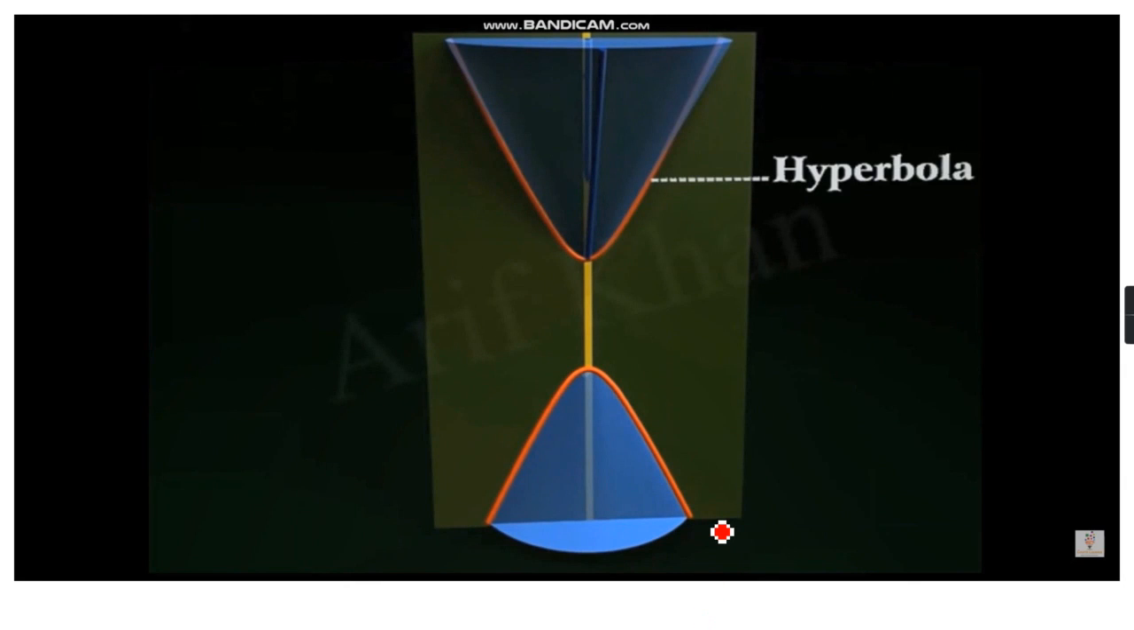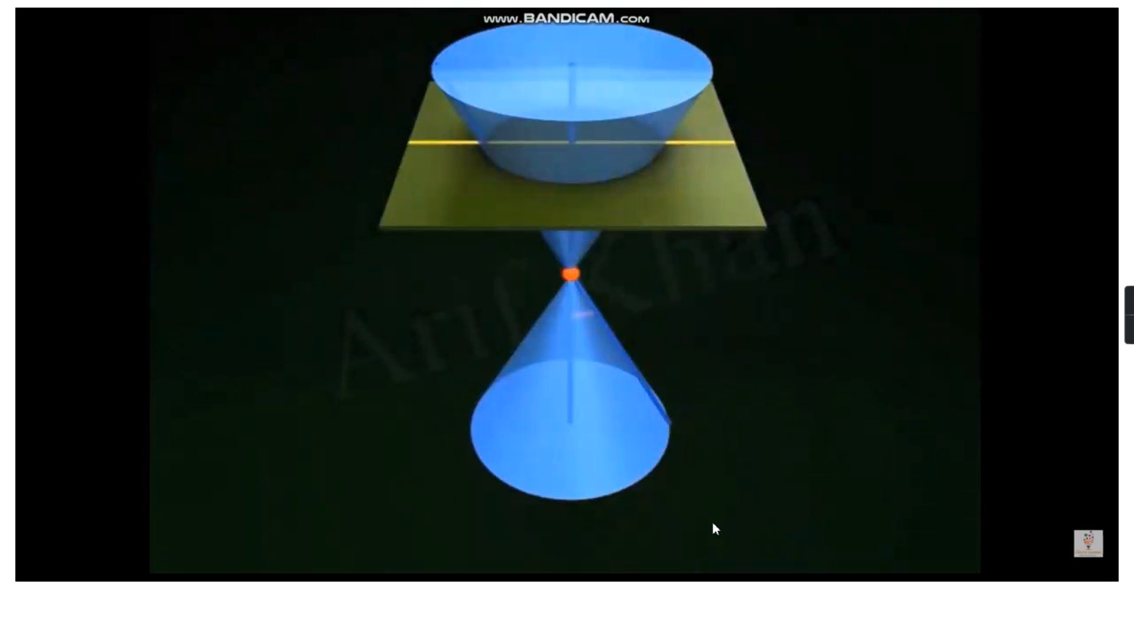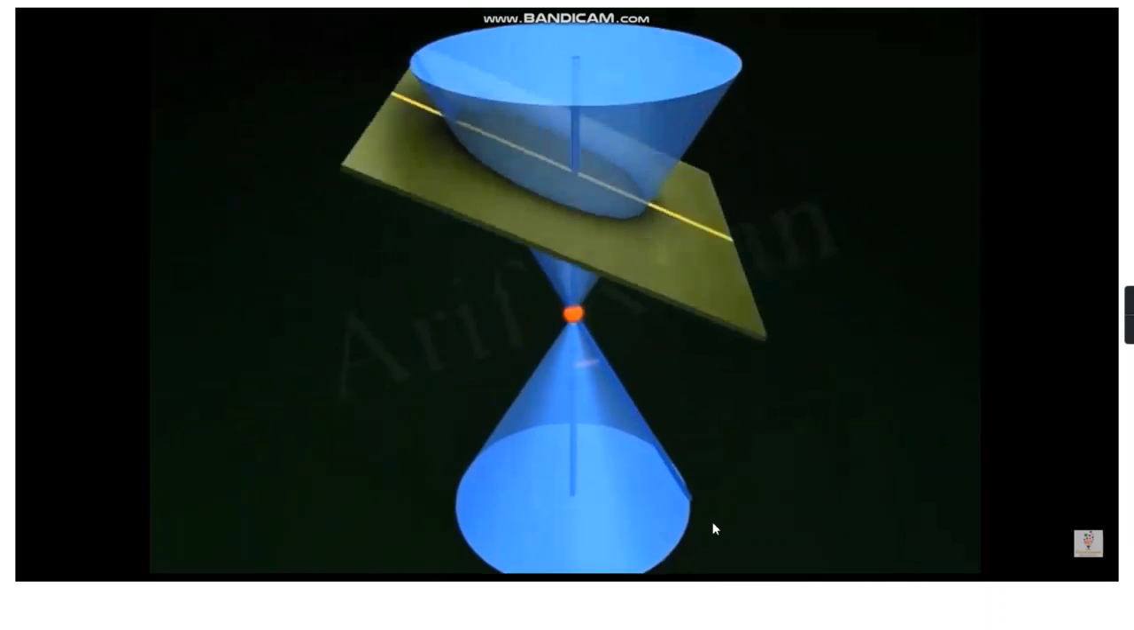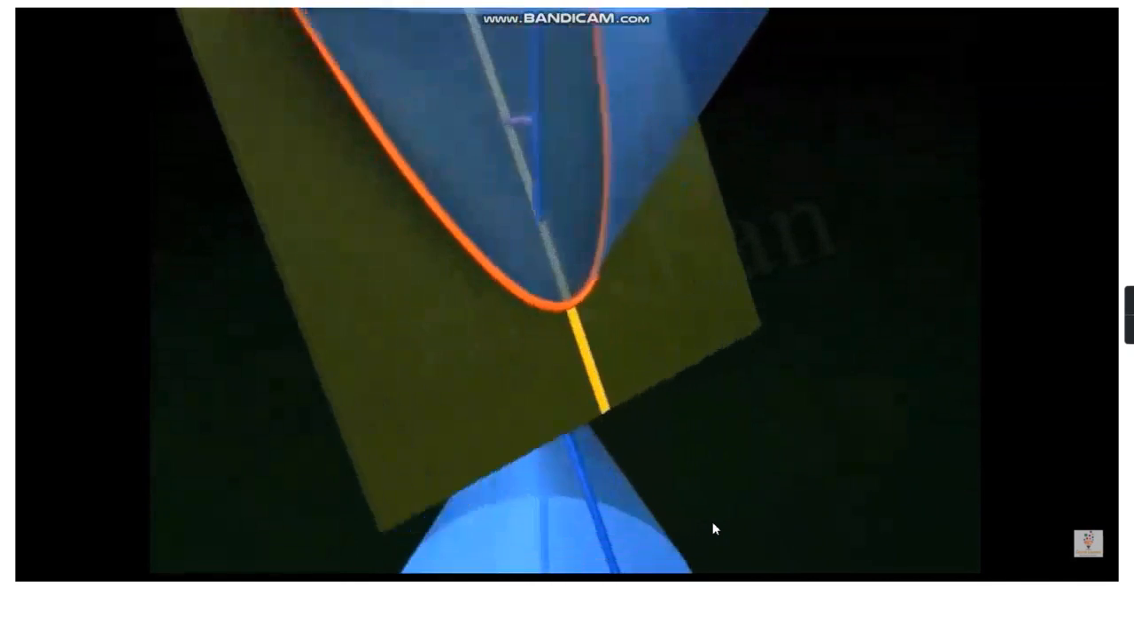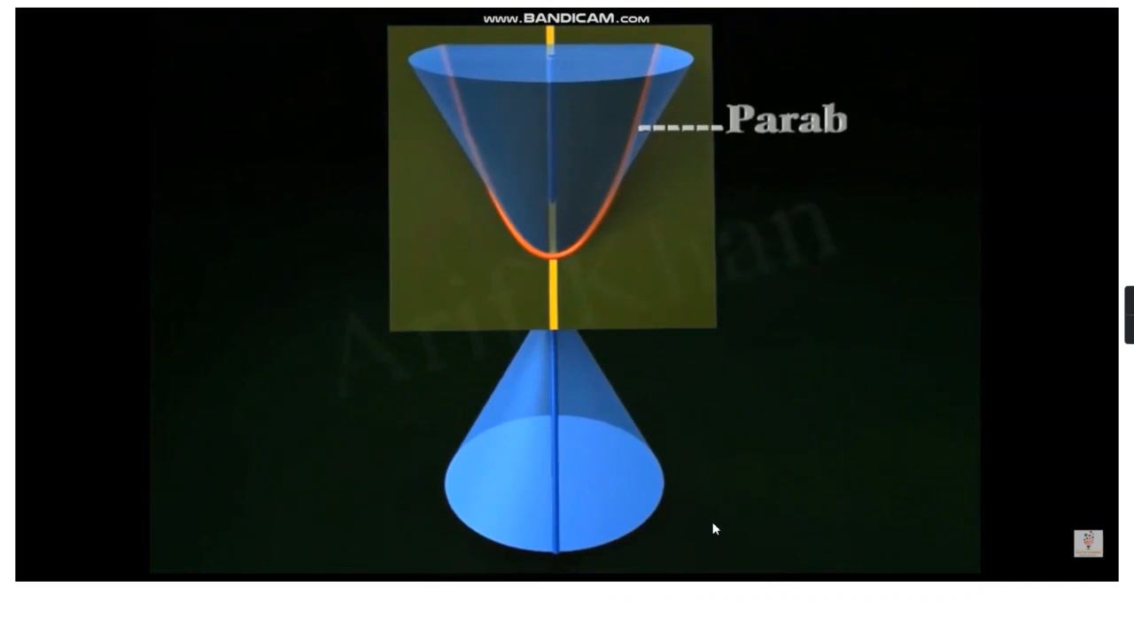And actually in the last video I think I have missed this one. Okay, so this is how we are getting the parabola when the plane is parallel to one of the generators. And so the angle will be equal, A equal to B.